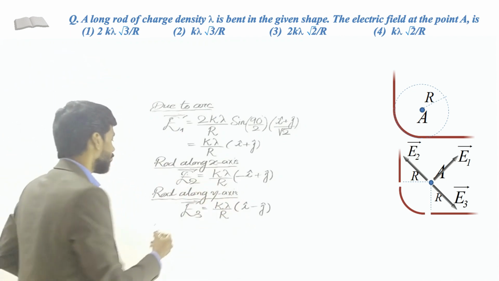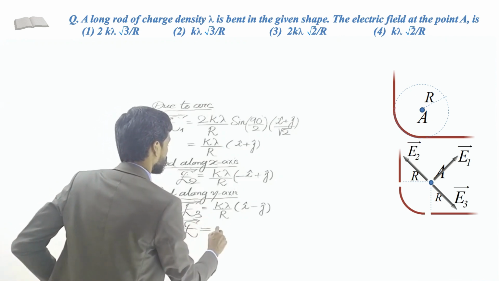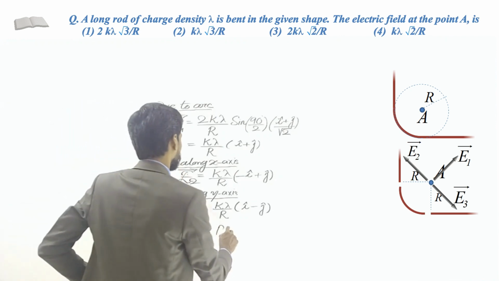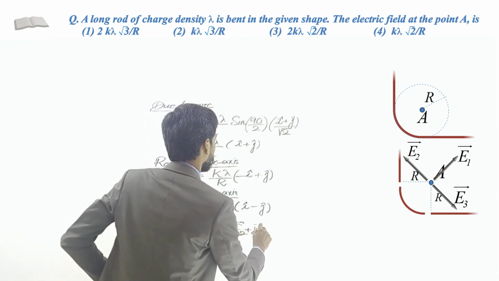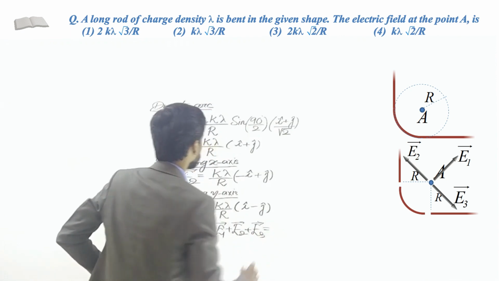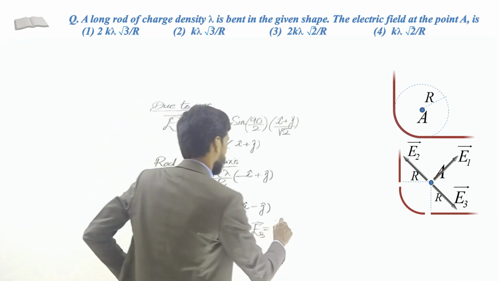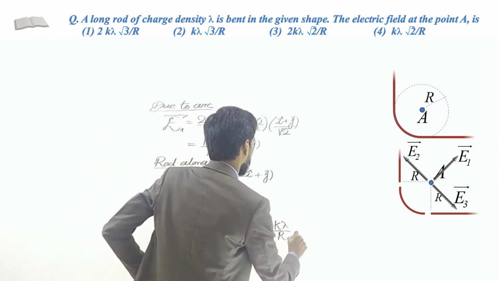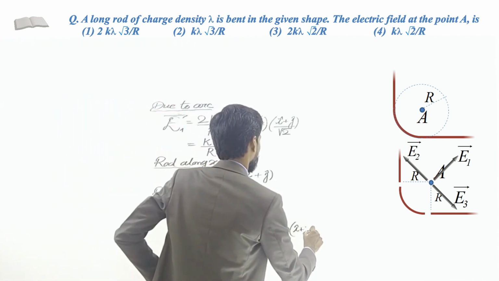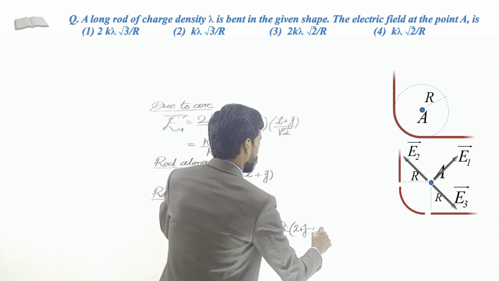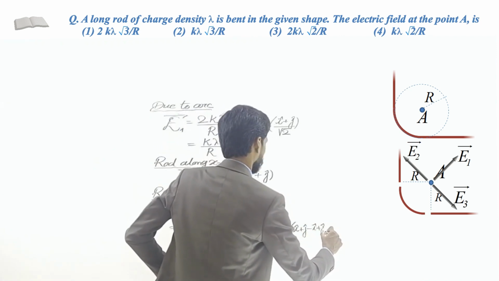Now we have to find the total electric field, which is the sum of these three vectors: E1 plus E2 vector plus E3 vector. If you add all this, we have k lambda by r common in each, so k lambda by r multiplied by i cap plus j cap, then minus i cap plus j cap, and similarly i cap minus j cap.